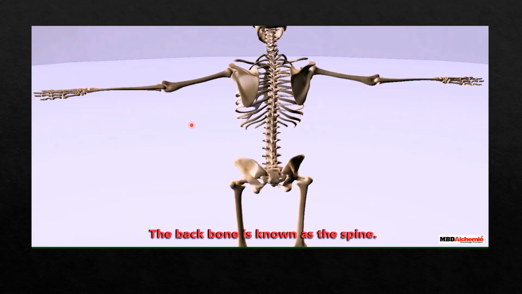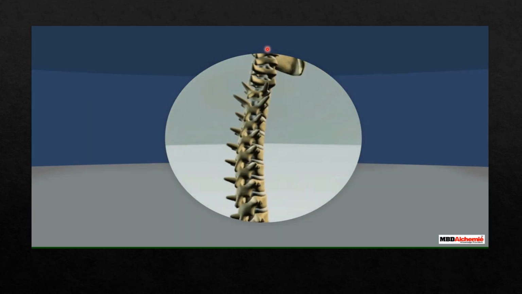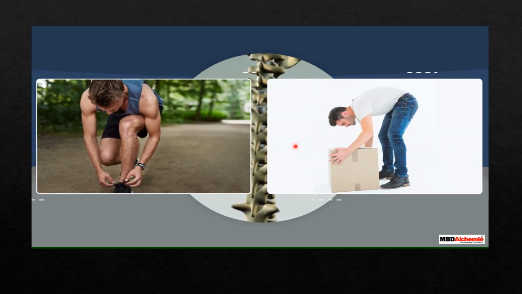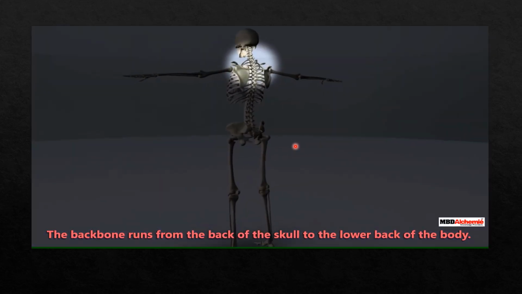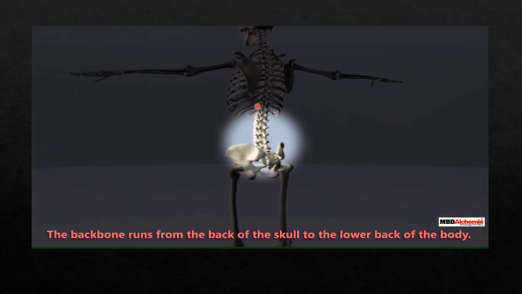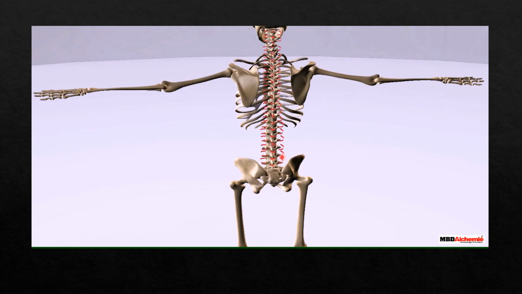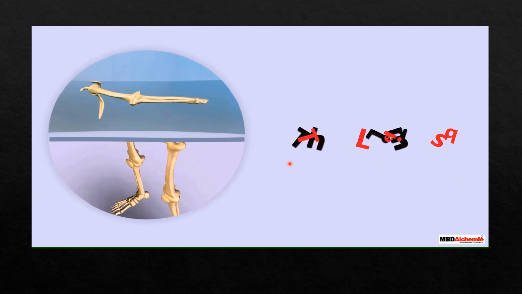Now this is the backbone, children. It is made up of 33 vertebrae, you can see over here. It helps in bending and twisting our body. And this is how it looks from the base of the skull till the end of the pelvis. These are called vertebrae. You can see the ring-like, tube-like structure through which the spinal cord passes.